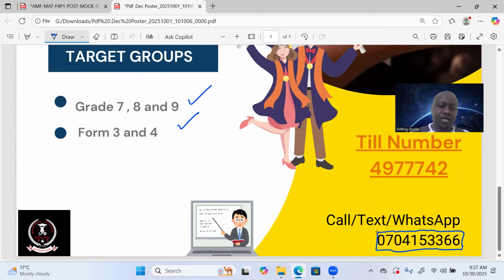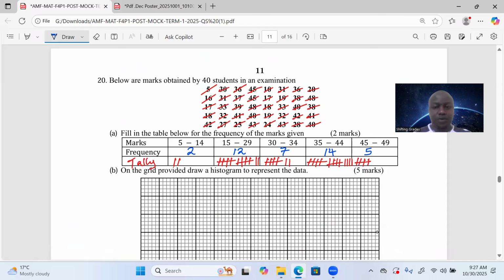So let's proceed with now the statistics question. We're talking now of number 20B. On the grid provided, draw a histogram to represent the data.